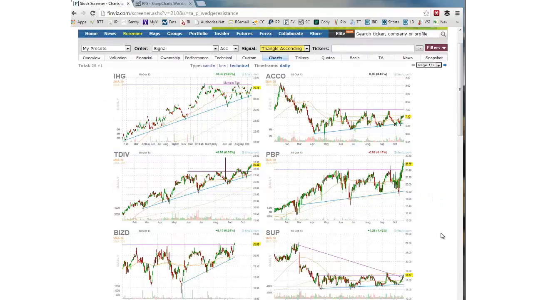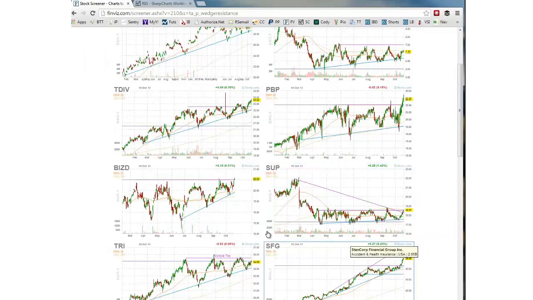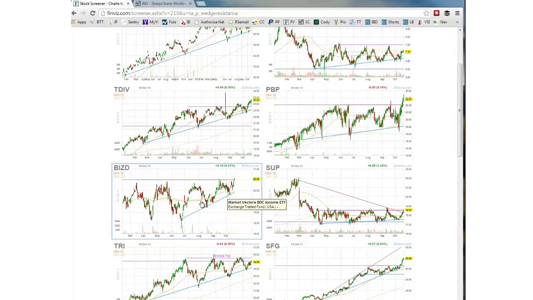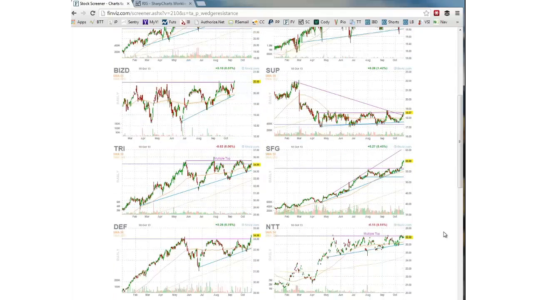What else looks good? Now see, here's an ascending triangle at the bottom of a downtrend. We don't want that. BIZD is an ascending triangle for sure, but that's sideways trading action. You don't really want to see that kind of stuff. That's a bullish looking chart, but not for this particular pattern. That's another pattern altogether. TRI looks pretty good.